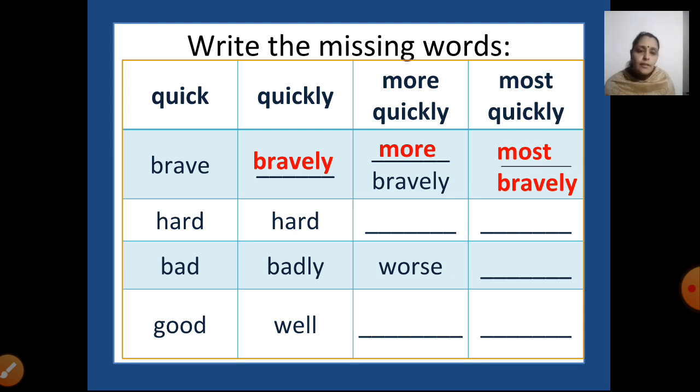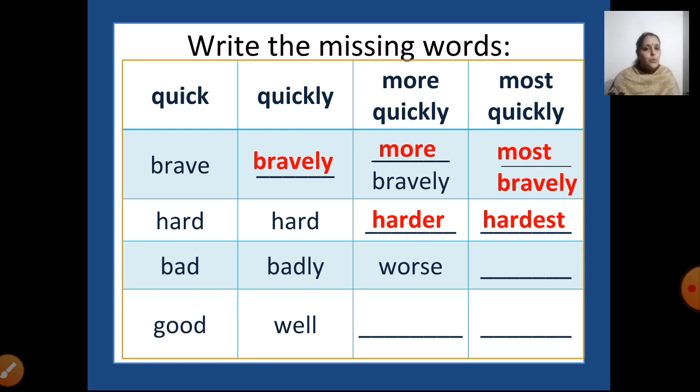H-A-R-D, hard. It remains hard when it comes with the verb also. So there is only one syllable, one sound, hard, right? So I will write the comparative form as harder and the superlative form as hardest.